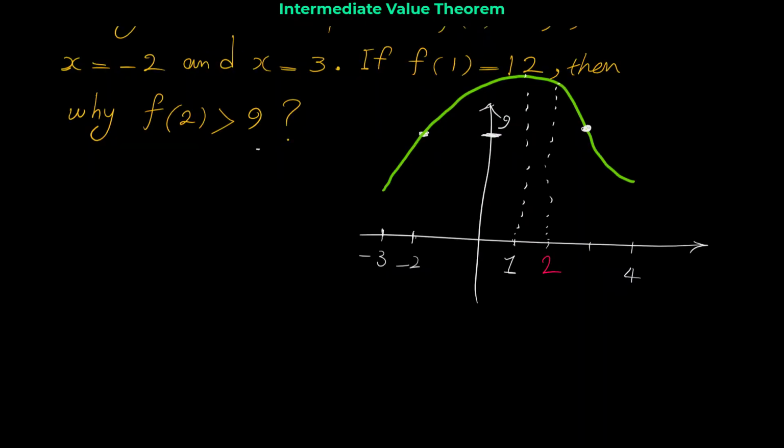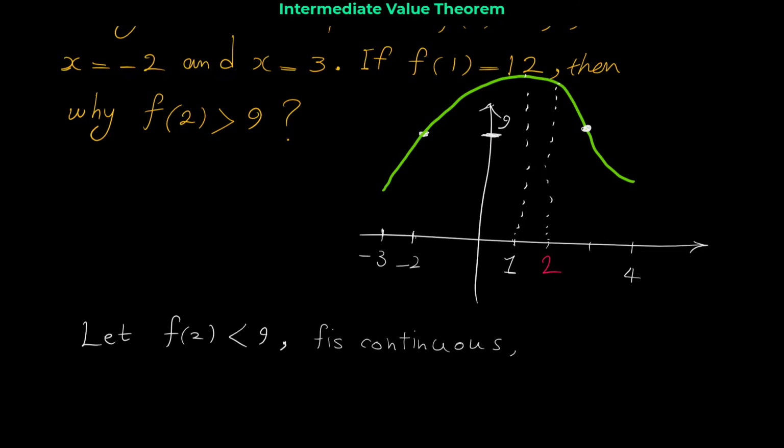We start with the opposite of what we want to prove. Actually, the method of proof that we use is the contradiction method. So we say let f of 2 be less than 9. Then what happens? Attention, you have a continuous function. f is continuous. We know this from the question.